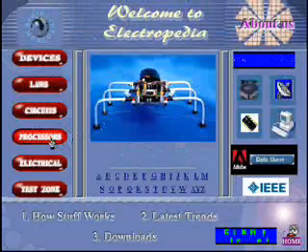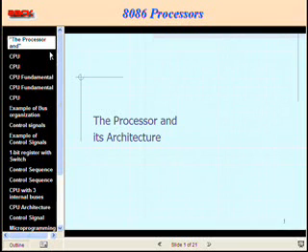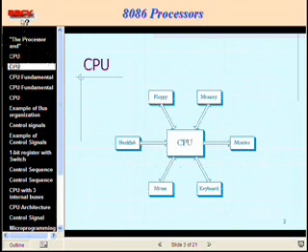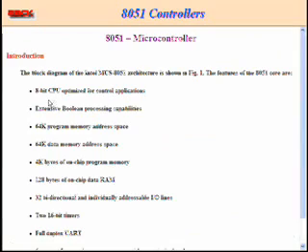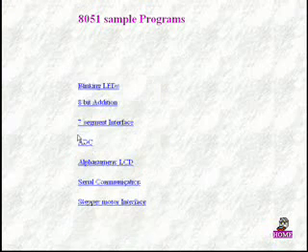I don't want to say that Electropedia deals only with electronics, but also microprocessors and microcontrollers. Here you can see on the screen. Now we have selected, wanting to know information about the 8086 microprocessor. It is available in the zone called processor. I selected the 8086 microprocessor and the 8051 microcontroller also. Not only the description, it also deals with sample programs of the particular microprocessor and microcontroller.